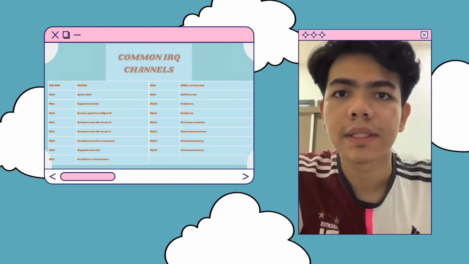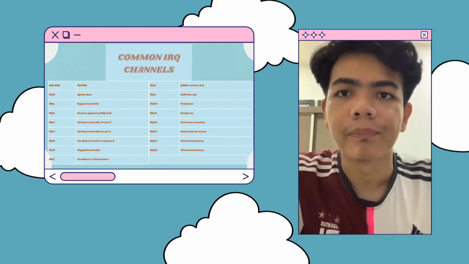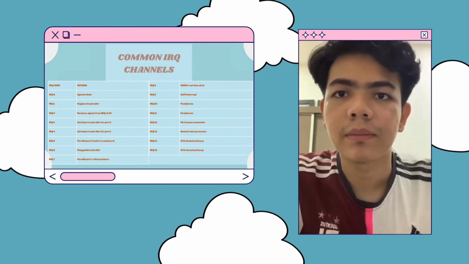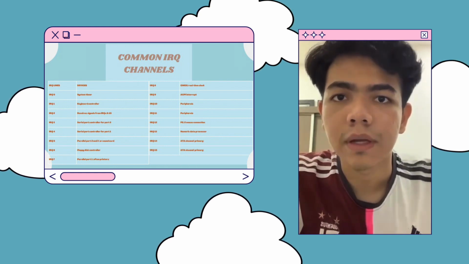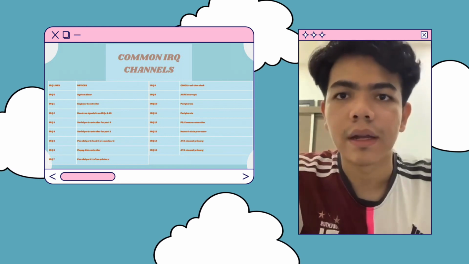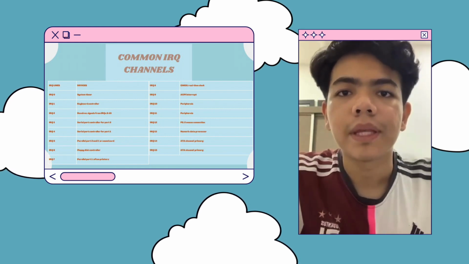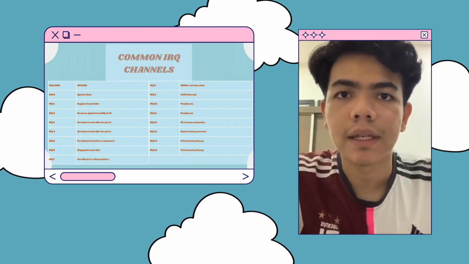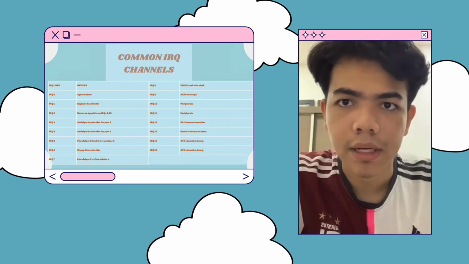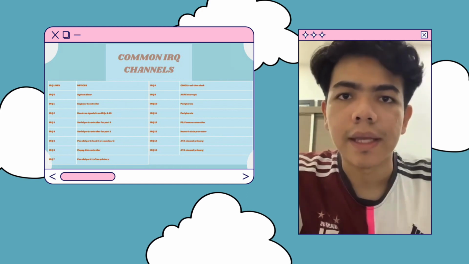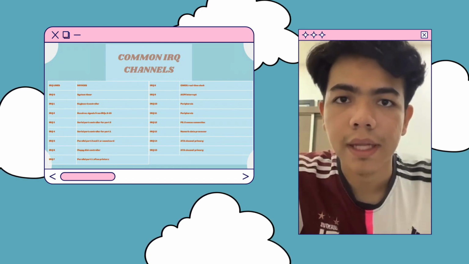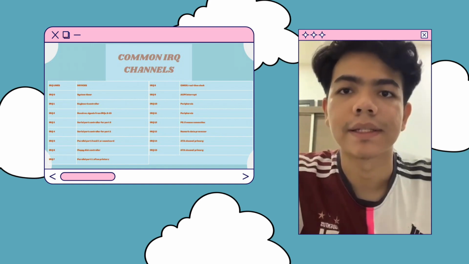IRQ8 CMOS real-time clock. IRQ9 SCSI interrupt. IRQ10 peripherals and the same. IRQ11 also peripherals. IRQ12 PS/2 mouse connection. IRQ13 numeric data processor. IRQ14 ATA channel primary, and the last one, IRQ15 ATA channel secondary.